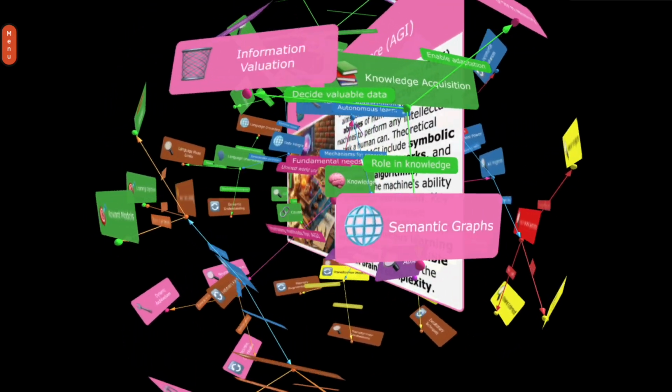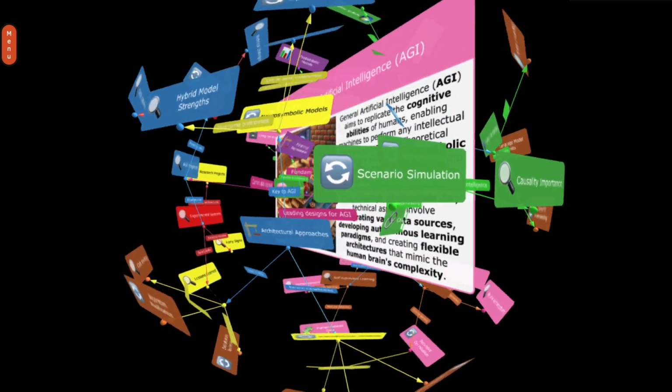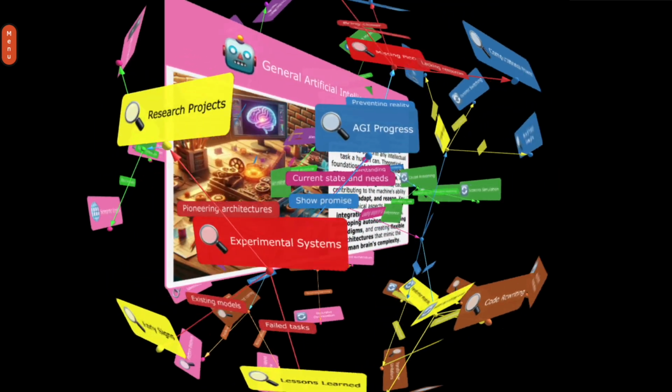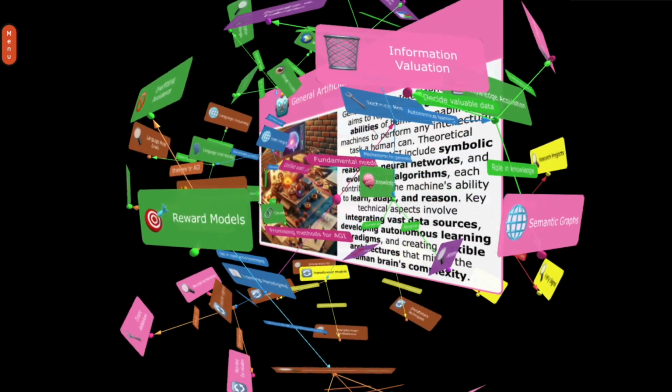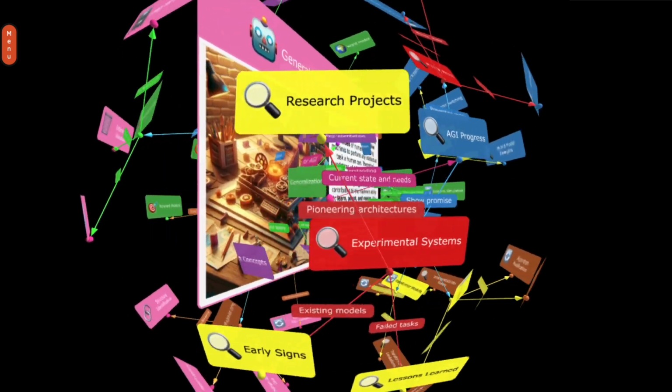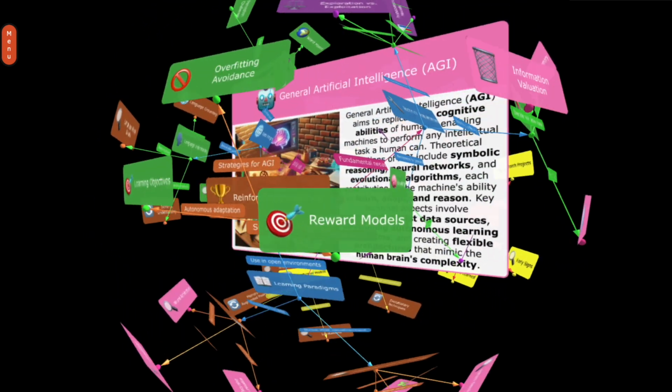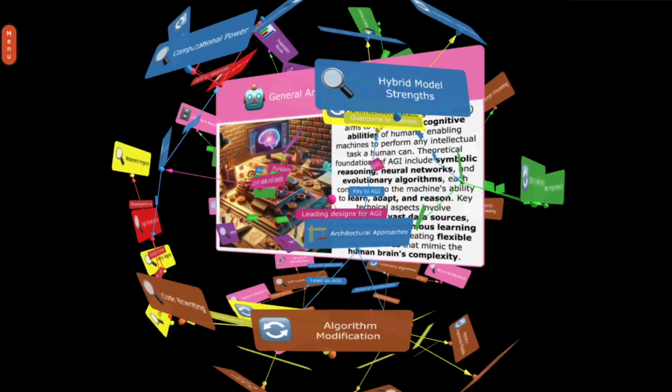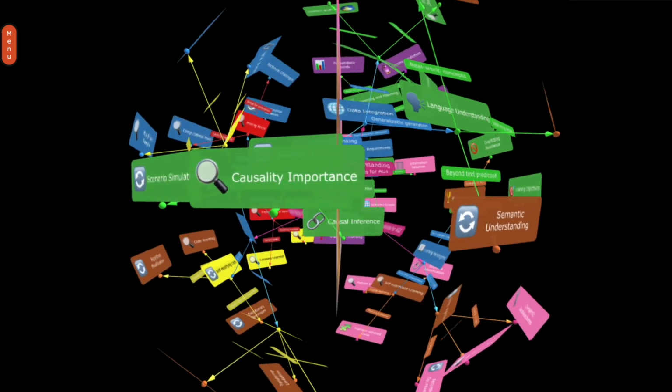General Artificial Intelligence, AGI, aims to replicate the cognitive abilities of humans, enabling machines to perform any intellectual task a human can. Theoretical foundations of AGI include symbolic reasoning, neural networks, and evolutionary algorithms, each contributing to the machine's ability to learn, adapt, and reason. Key technical aspects involve integrating vast data sources, developing autonomous learning paradigms, and creating flexible architectures that mimic the human brain's complexity.